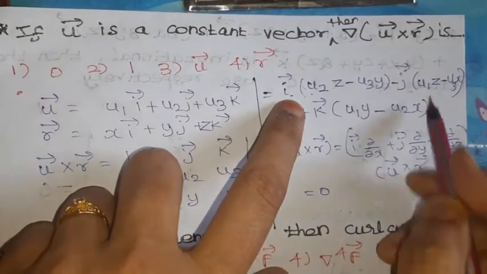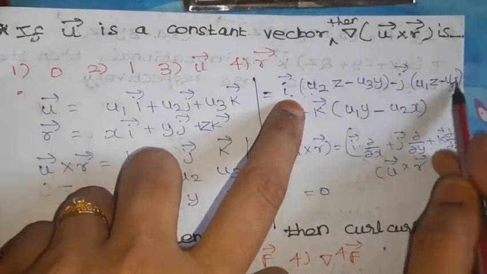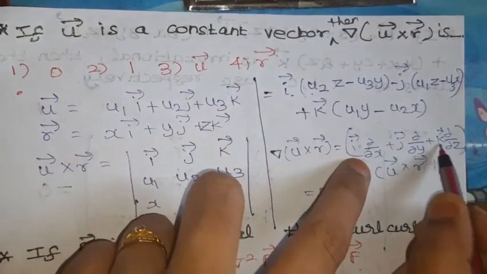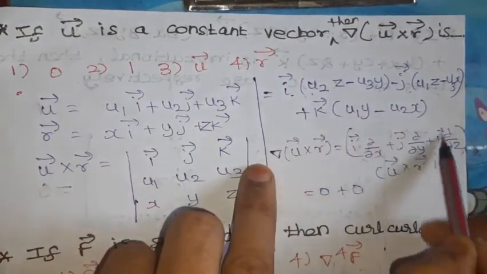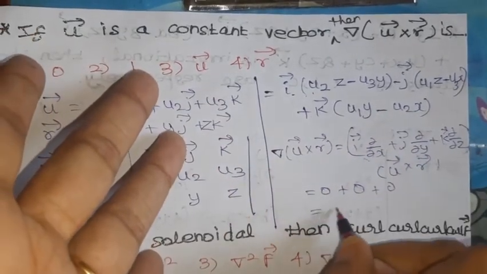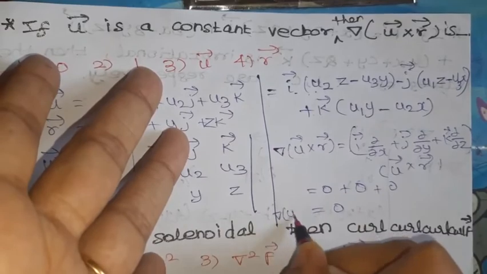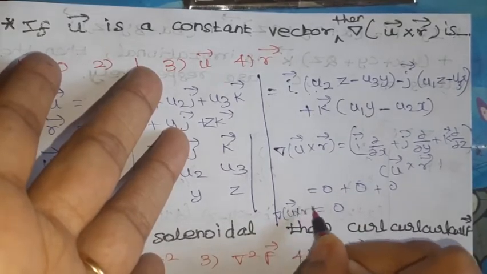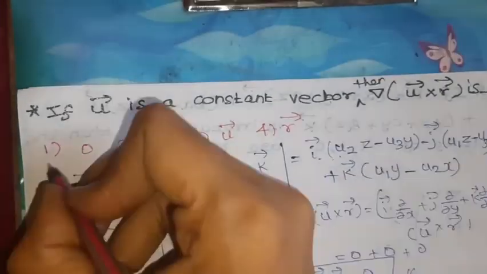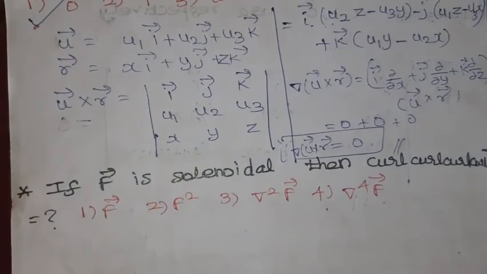Then j into del by del y of this term with respect to y, so we will get 0. Plus k into del by del z of this term with respect to z, 0 only. So simply 0. Del of u cross r is equal to 0 if f is a constant vector. Can you understand, guys? Okay.